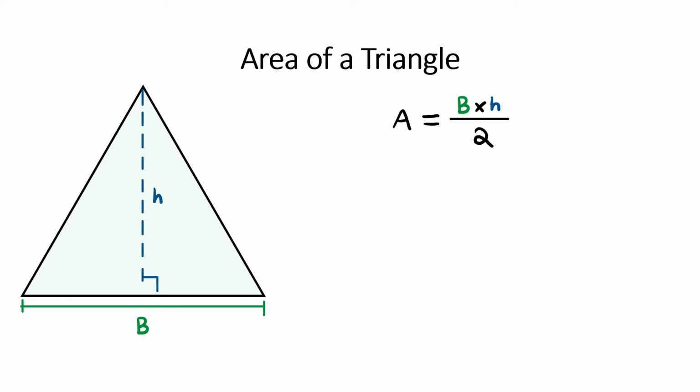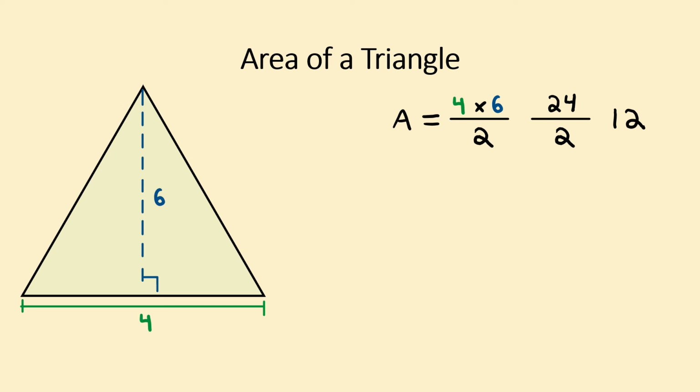Now, let's see how this works in an example. For our first example, let's say we have a triangle with a base of 4 and a height of 6. We can start by plugging in our 4 for the base and our value of 6 for the height. Now we multiply the two numbers in the numerator. 4 times 6 equals 24. Now we take that 24 and we divide by 2, which gives us 12. That's it. That's how easy it is to find the area of a triangle.